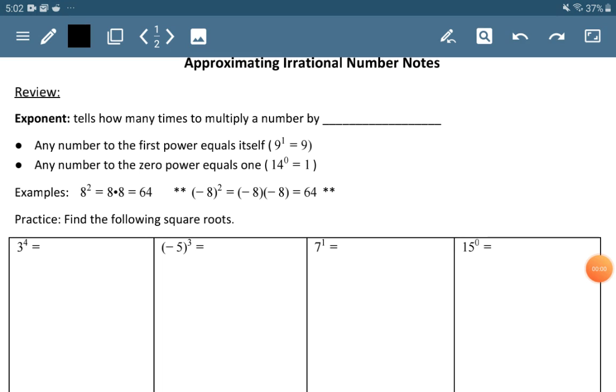Today we are talking about approximating irrational numbers. Before we can actually start to estimate or approximate them, though, we're going to do a little bit of review. So an exponent tells you how many times to multiply a number by itself.